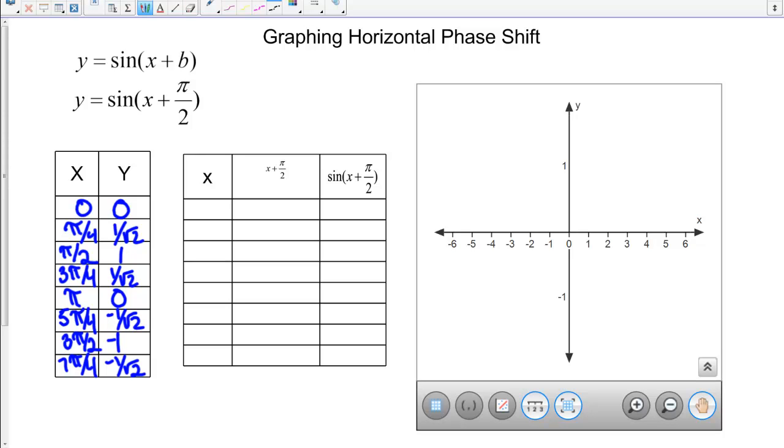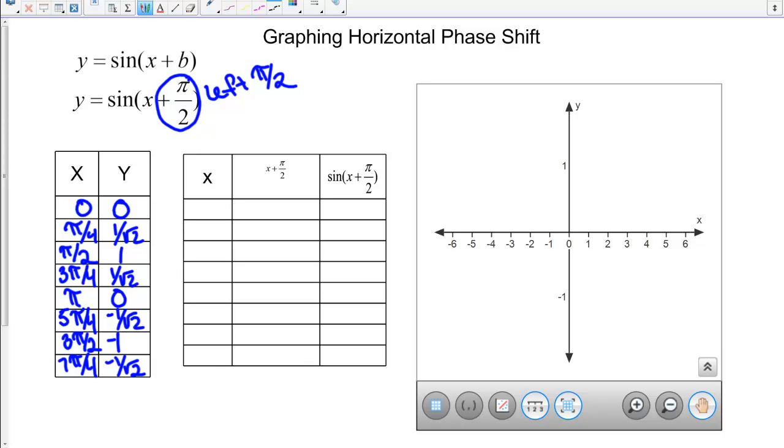So here we have a phase shift, and we want to graph this function with our phase shift. So first of all, what is our phase shift? Our phase shift is this part right here. And remember that positive means moving left pi over 2 units. So we want to graph this.